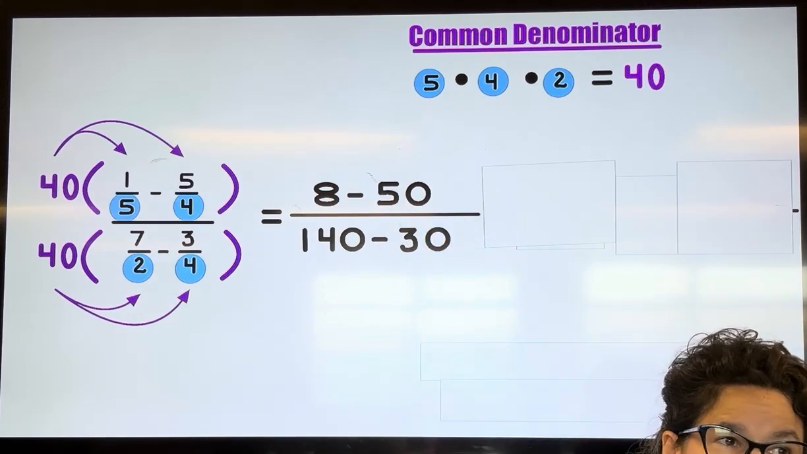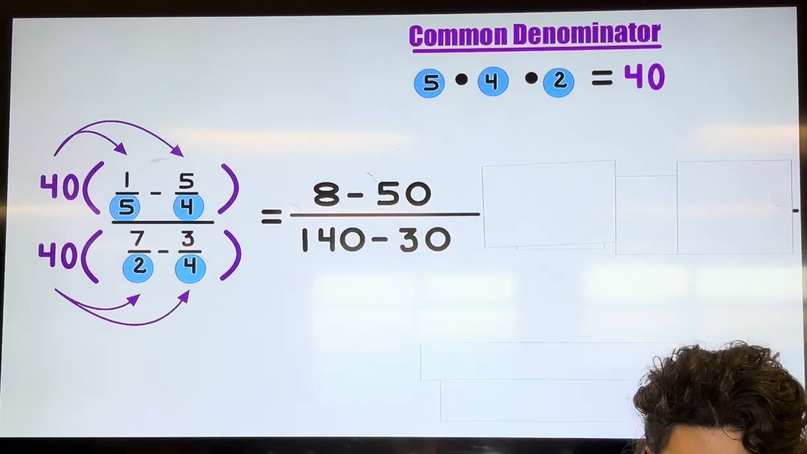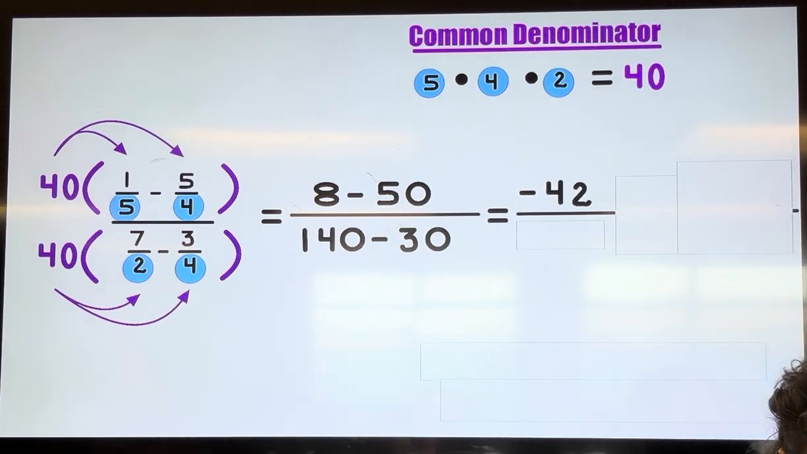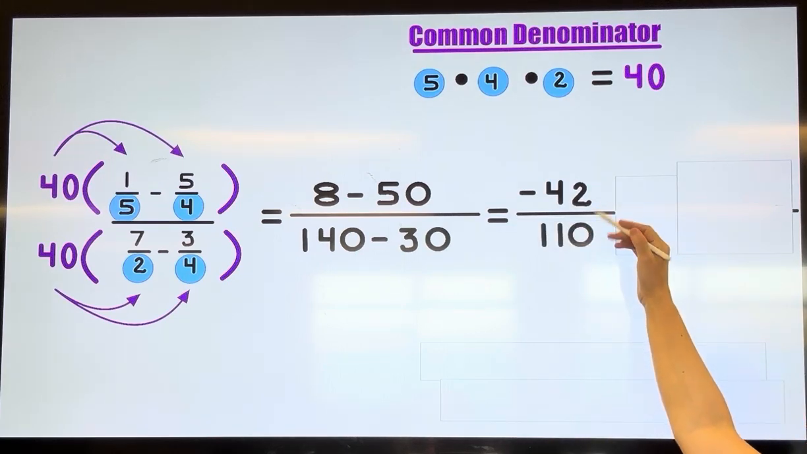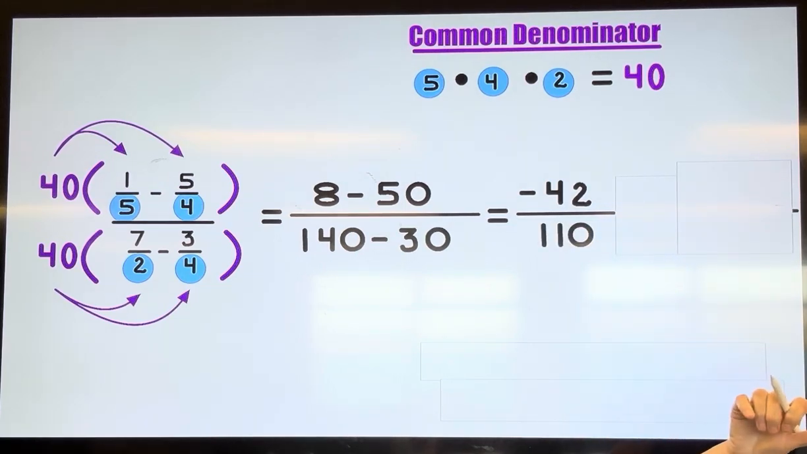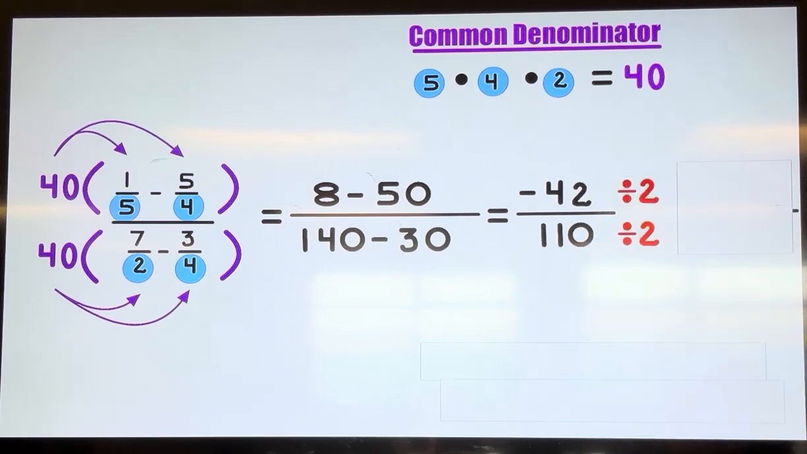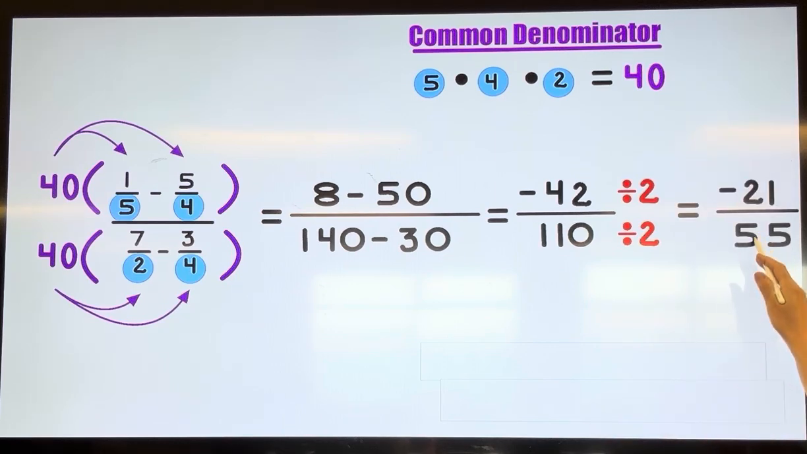8 minus 50, if you have 8 and you owe 50, you still owe 42. 140 minus 30 is 110. This fraction can be simplified, and it's because we didn't use the least common denominator. They're both even, so I'm going to divide them both by 2. 2 fits into 4 twice, 2 fits into 2 once, so that's 21. And 110 divided by 2, half of 100 is 50, half of 10 is 5, so that's 55. So I have negative 21 over 55. If you like, you could put the negative off to the side of the fraction.